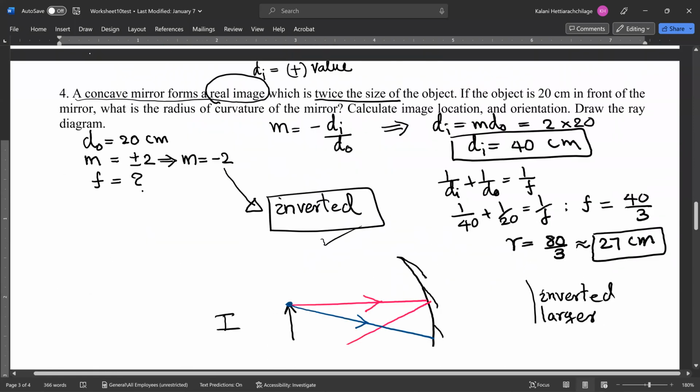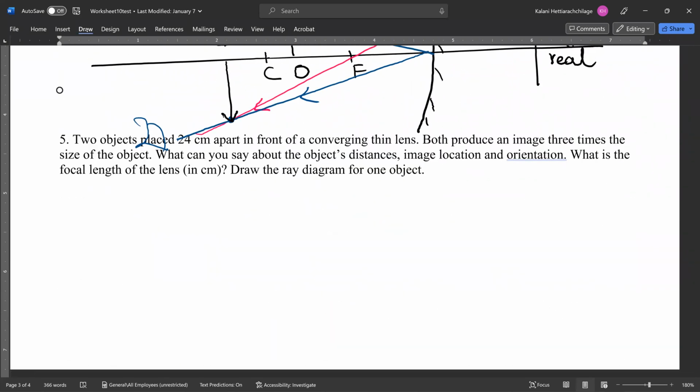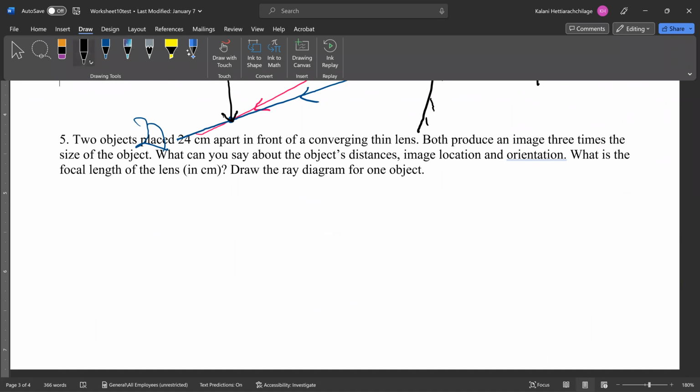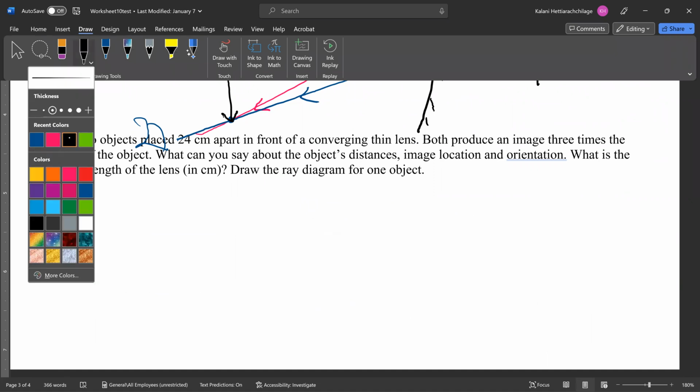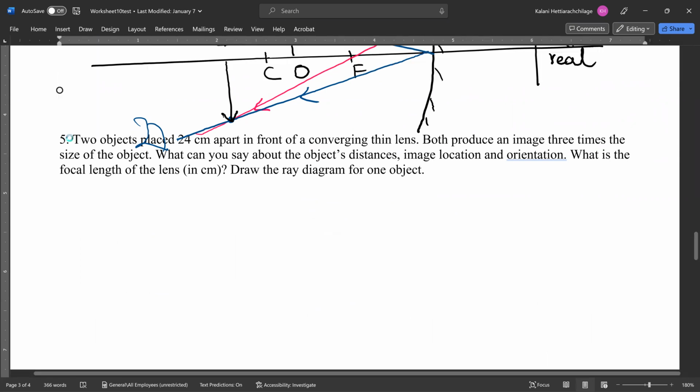Okay, so now let's move on to question number 5. There are two objects sitting in different places, right? Two objects, 24 centimeters apart in front of the converging lens, both produce an image 3 times the size of the object. So image size is 3. Don't know positive or negative yet, but 3 times the image. What can you say about the object's distance information?